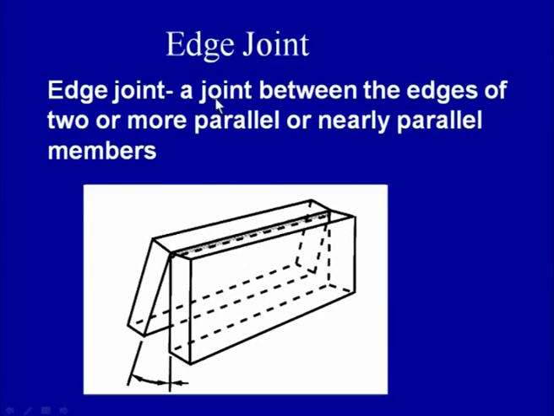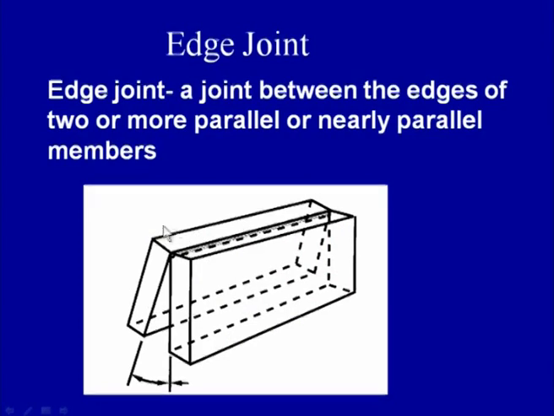In case of the edge joint, the joint between the edges of two or more parallel or nearly parallel members is developed. In this case the two plates are normally kept close to parallel, and the angle between the two members to be joined by the edge joint is generally kept less than 5 degrees. The weld joint is developed by depositing the weld metal at the edges of the two plates, where partial melting of the edges of the plates is also ensured for developing a sound weld joint.